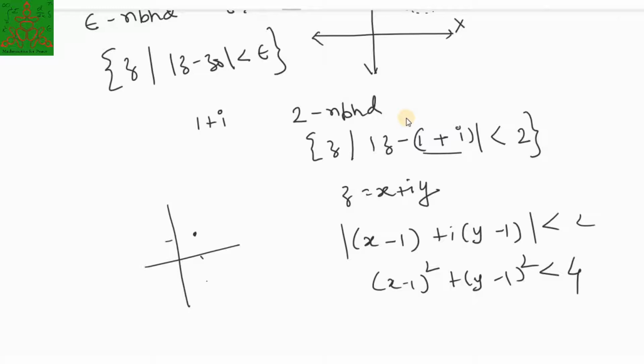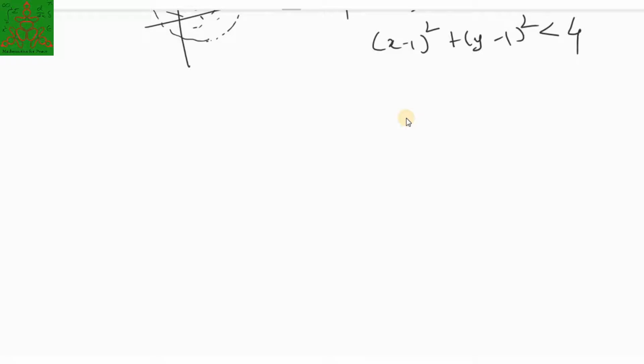So the radius is 2, so that is the disk you will have, which contains the inside portion of this, and the radius will be 2. This is the point (1, 1). So that is the neighborhood of 1 with radius 2. That's the way we can define it for any point. If z0 is given, the neighborhood of z0 is there.